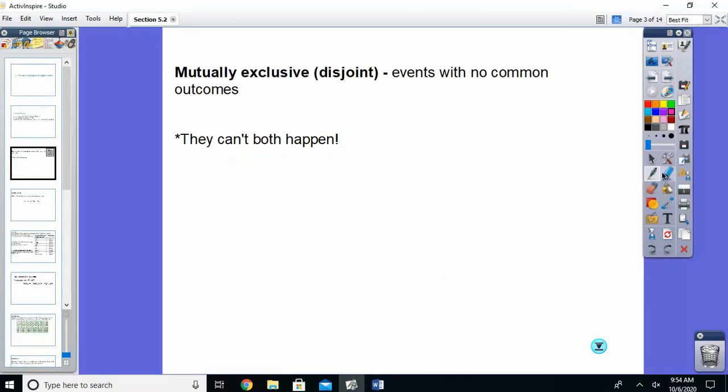The first definition you need is mutually exclusive, or sometimes that's called disjoint. Mutually exclusive events have no common outcomes. They can't both happen. Okay, so either I give my kid a jelly bean or I don't give her a jelly bean. They can't both happen at the same time. It's one or the other.